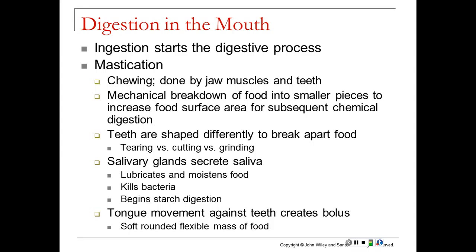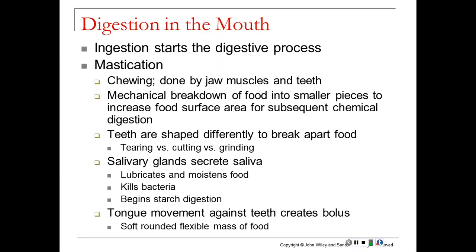Anyways, it's the fancy word for chewing. It's done by the jaw muscle, as you may recall, the masseter muscle, as well as the teeth, doing the mechanical breakdown of food, cutting it into smaller and smaller pieces. That's going to increase the surface area on the food so that various chemicals like enzymes can get into those broken up pieces and begin the process of chemical digestion.